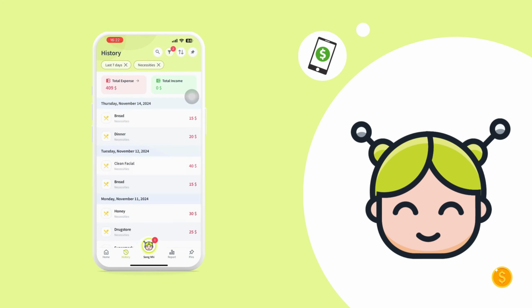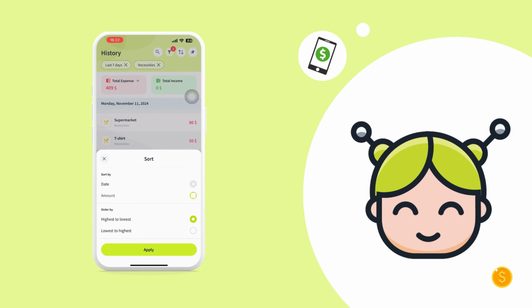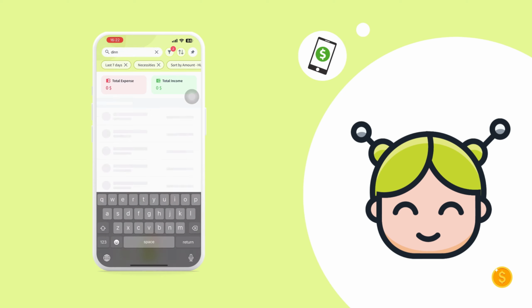Now, let's sort these results. Tap the Sort icon and I'll sort by amount from newest to oldest. Hit Apply and you'll see the transactions in the exact order you want. Need to find something fast? Use the search icon to type in keywords and quickly locate any transaction.